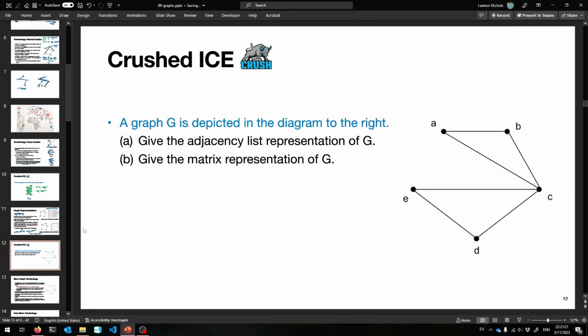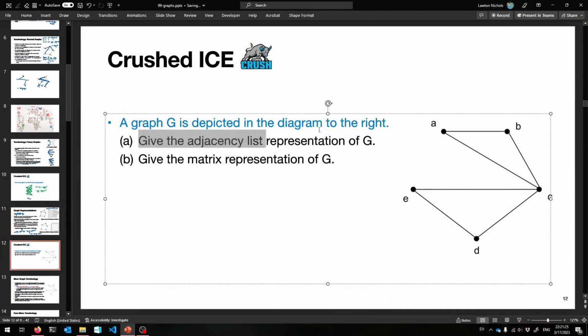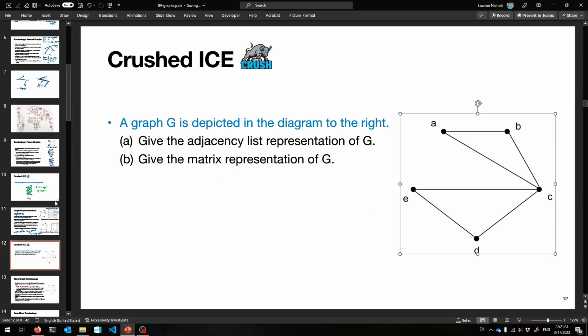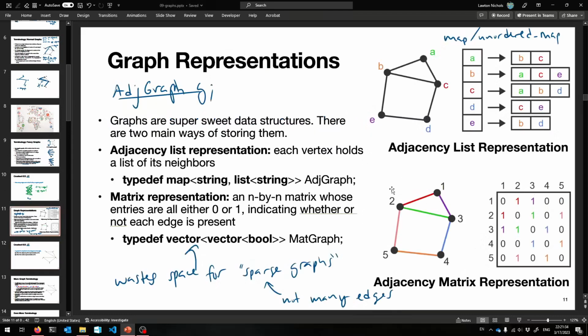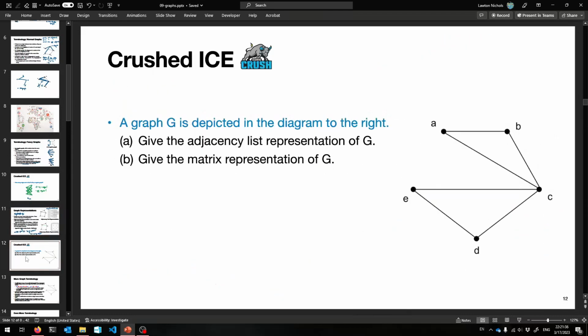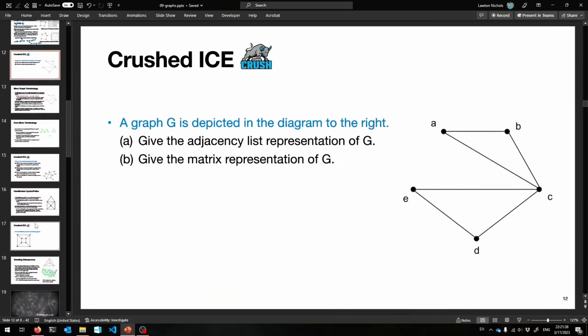All right, so with that in mind, here's a graph. Let's call it G. And I'd like you to give me the adjacency list. So write down the adjacency list representation of this graph, and also write down the matrix representation of this graph. All right, and here are those examples all over again. So give this a try, and then I'll show you my way.